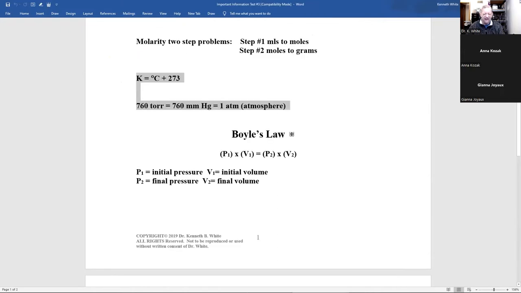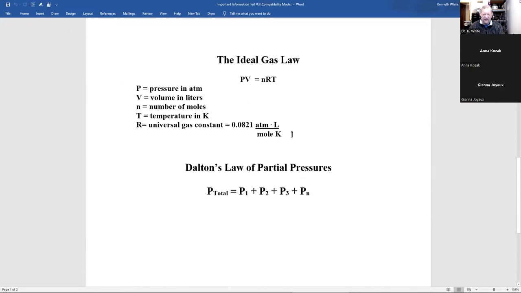And as I said, this will be given to you. And if you forget what units, look at R. You've got to have atmospheres, liters, and moles in K. Not degrees C, not grams, not torr. So that's an indication of what we have to do next. So let's get to work.